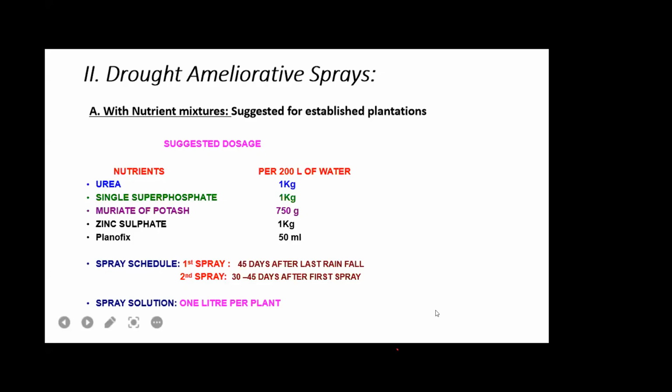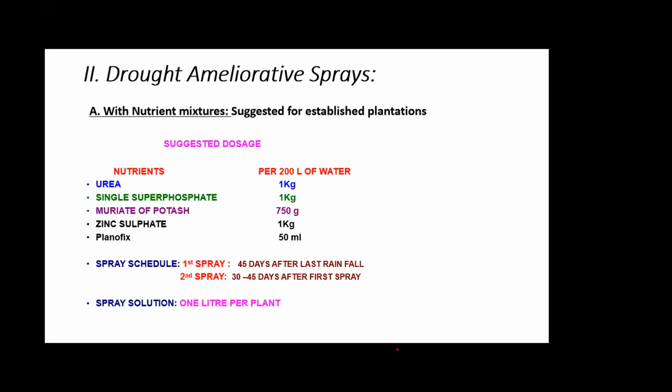So when to spray this? It's 45 days after the last rainfall. If you think January, we received a rain. If you do not receive rain during the second fortnight of February, you have to provide this. You have to spray these nutrients on the robusta coffee plants. And for the second spray, if we do not receive rain between 32 to 45 days after the first spray, then you have to schedule the second spray. The spray solution required is 1 liter per plant. You have to spray it on the robusta coffee plants.